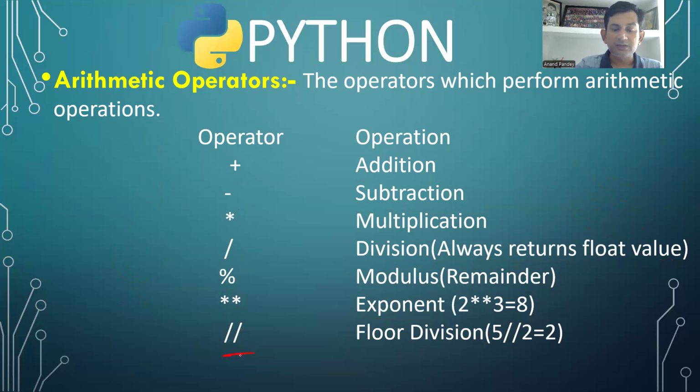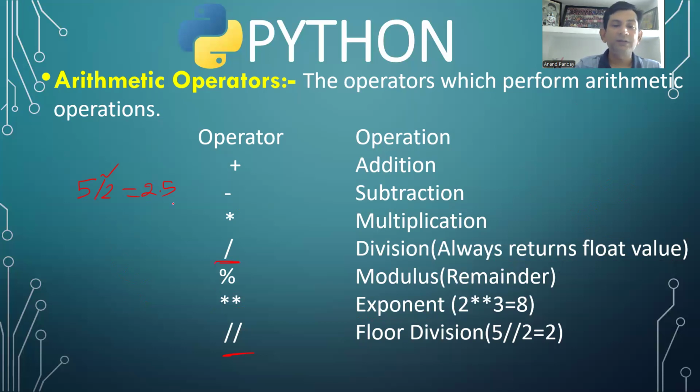Now this is the last operator, floor division. Floor division means what? If you write 5 by 2, as I told, this operator I'm talking about, if you type 5 by 2, you'll get 2.5. This operator always returns a fractional value, a float type of value.